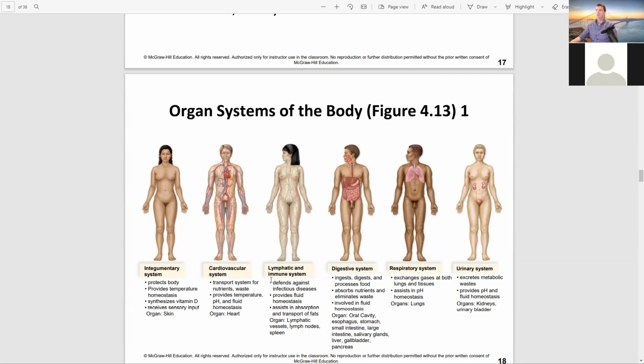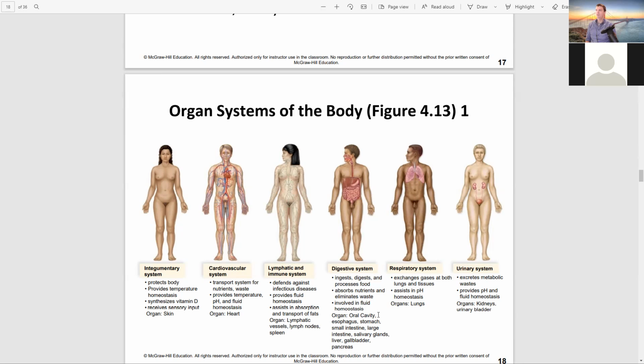The lymphatic and immune system defends against infectious disease, provides fluid homeostasis, and assists in absorption and transport of fats. Our organs here are lymphatic vessels, lymph nodes, and the spleen. The digestive system ingests, digests, and processes food, absorbs nutrients, eliminates waste, and is involved in fluid homeostasis. So here we have the oral cavity, the esophagus, the stomach, the small intestine, the large intestine, the salivary glands, the liver, the gallbladder, and the pancreas.